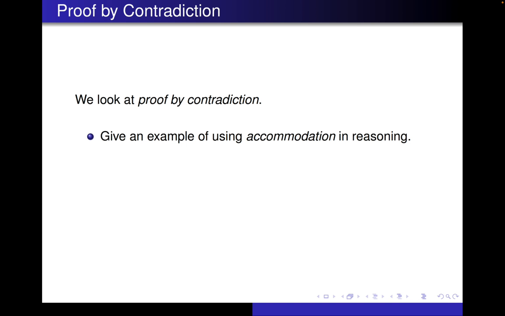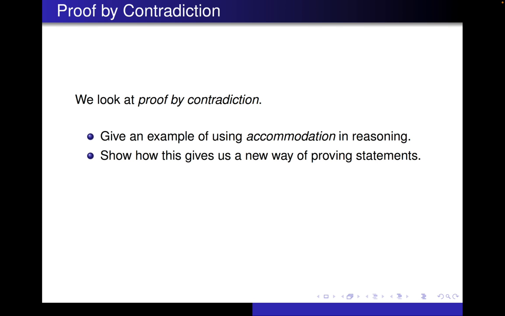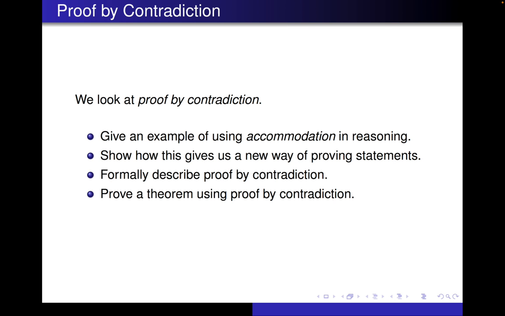Now we're going to learn a new indirect method of proof called proof by contradiction. Before we get to proof by contradiction, I'm going to give an example of using accommodation in reasoning. We're going to show how accommodation is used to give us a new way of proving statements, namely proof by contradiction. We're going to formally describe what proof by contradiction is, what a proof by contradiction looks like, what its format is. And then we're going to prove a theorem using proof by contradiction.